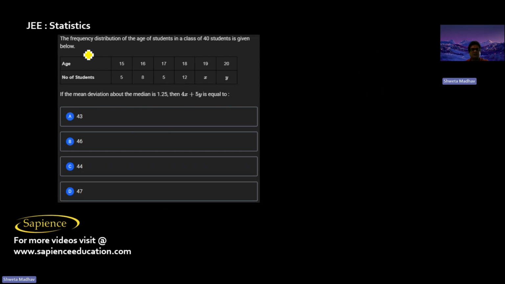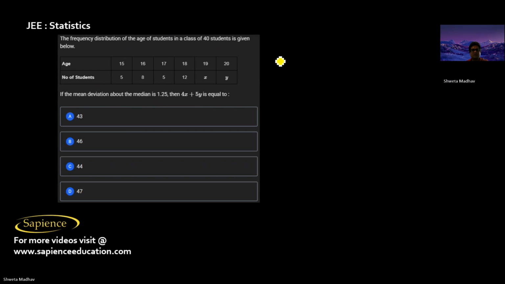Here it is told that the frequency distribution of the age of students in a class of 40 students is given below. Ages are given and the number of students for each age is also given. The mean deviation about the median is 1.25.